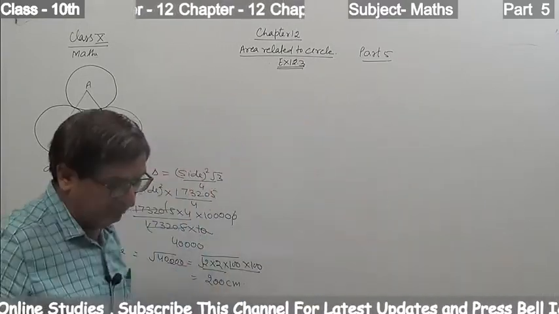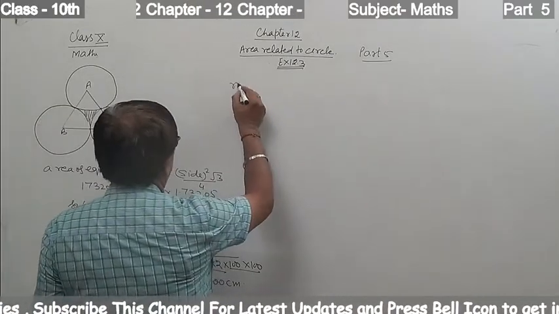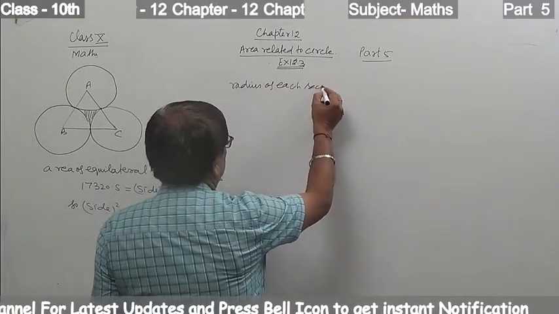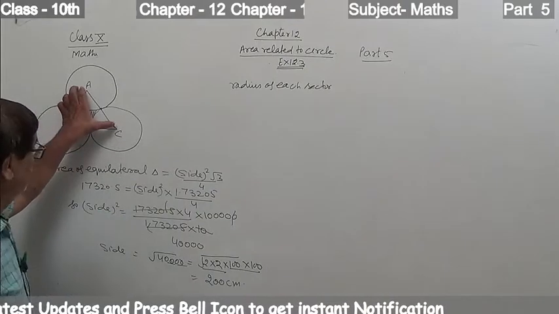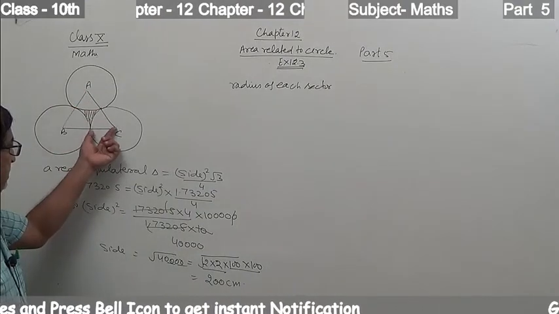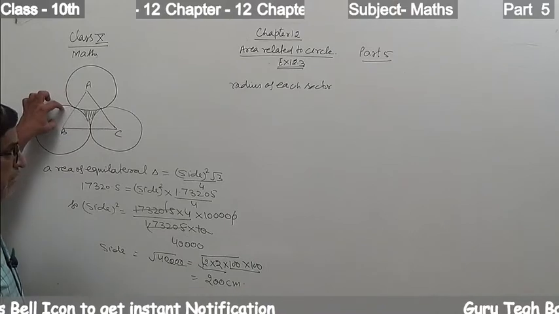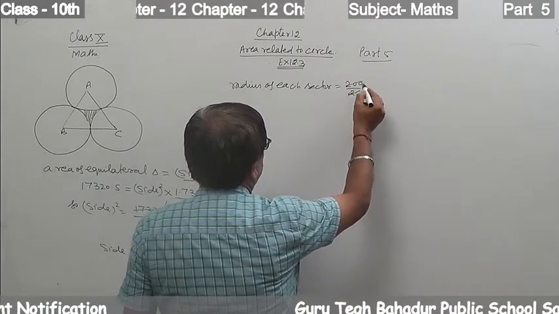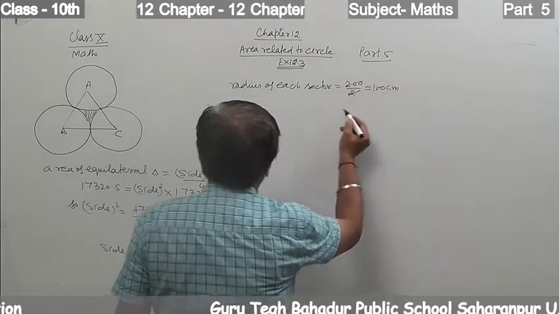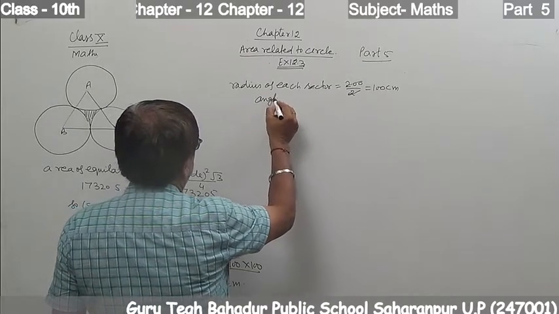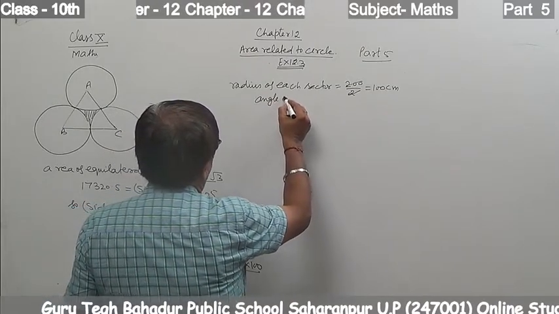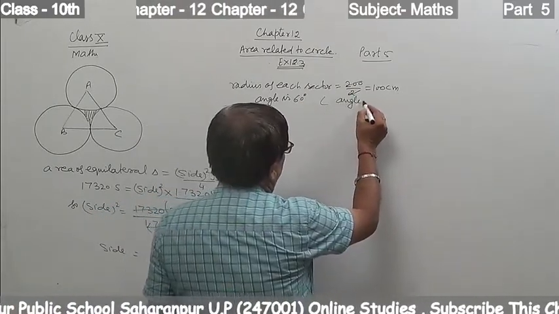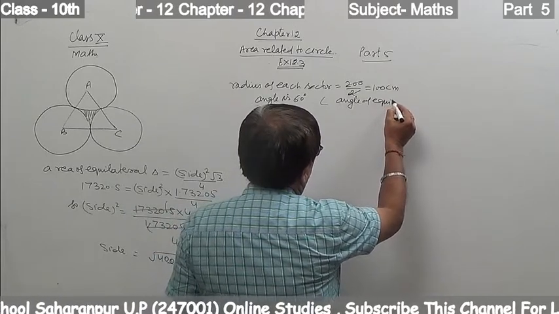Now radius of each sector, because it is 200, so it is half of it, so it will be 200 upon 2, that is 100 centimeter, and angle is 60 degree, because angle of equilateral triangle.